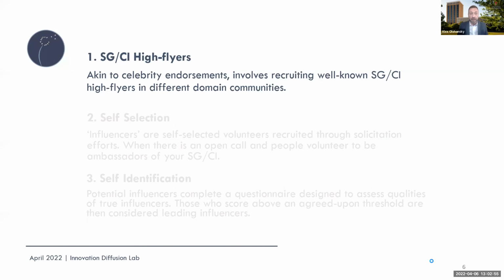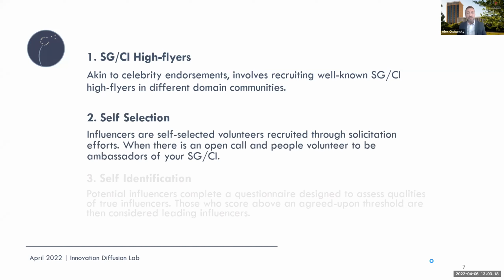And so the first technique involves Science Gateways and CI high flyers. And so this is akin to celebrity endorsements, which involves recruiting well-known Science Gateways and CI high flyers in different domain communities. And so these are generally well-respected, well-regarded people within their individual domain communities. The second method is self-selection. And so these are when influencers are self-selected volunteers who are recruited through solicitation efforts. And so this is, for example, when there is an open call and people volunteer to be ambassadors of your Science Gateways or CI.